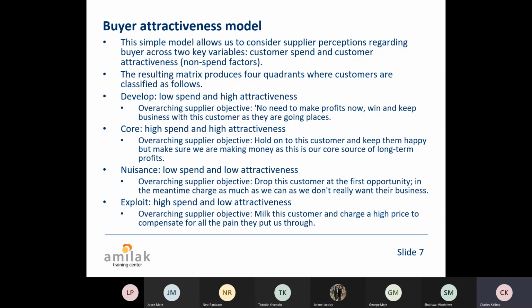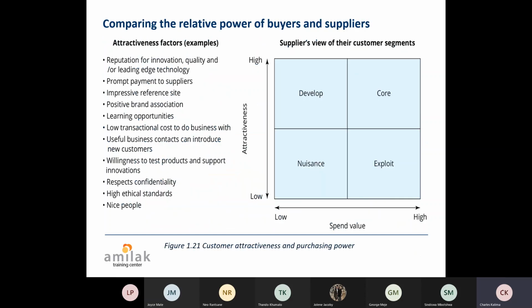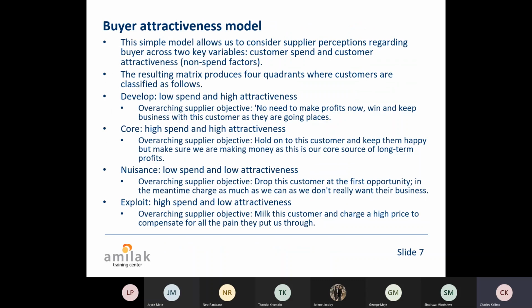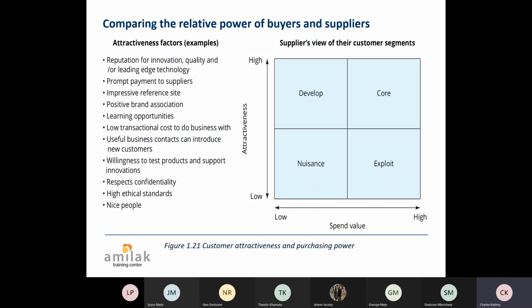And then exploit, those who are high spend but low attractiveness. These are overarching suppliers where you will try and increase your opportunities with them. Please memorize this. And like I said to you guys earlier, this is multiple choice. So questions of this nature, they may ask you about what type of supplier attractiveness position. They can ask you anything. They can ask you about the core or the nuisance or whatever. You need to be able to understand what that is.